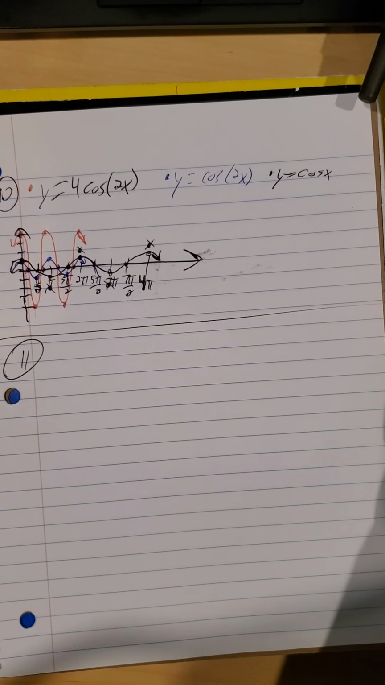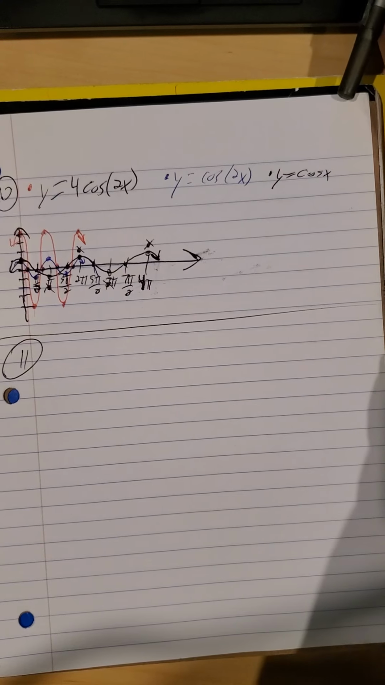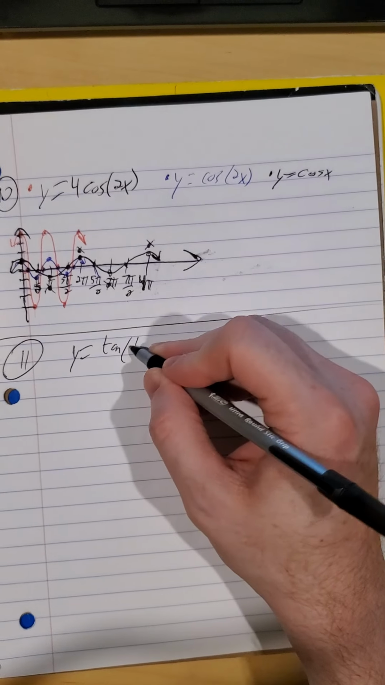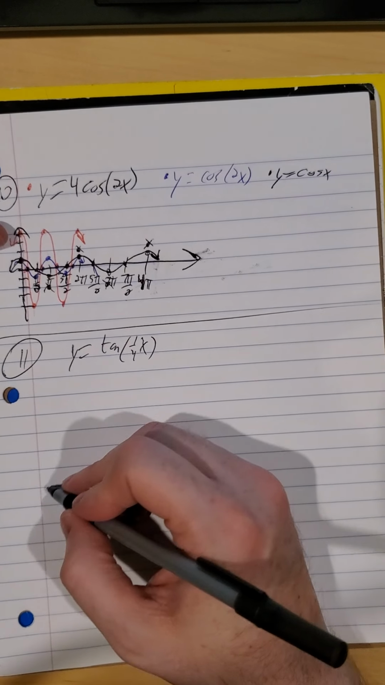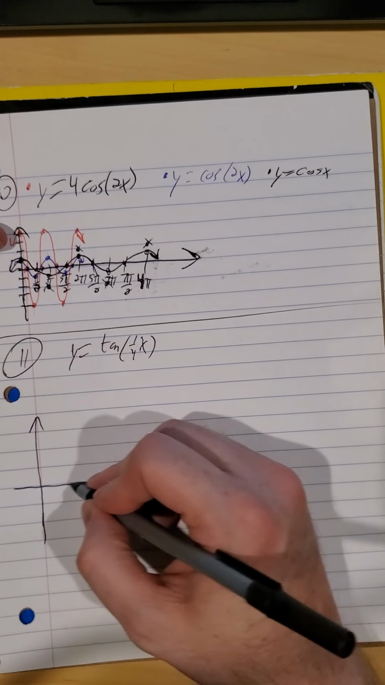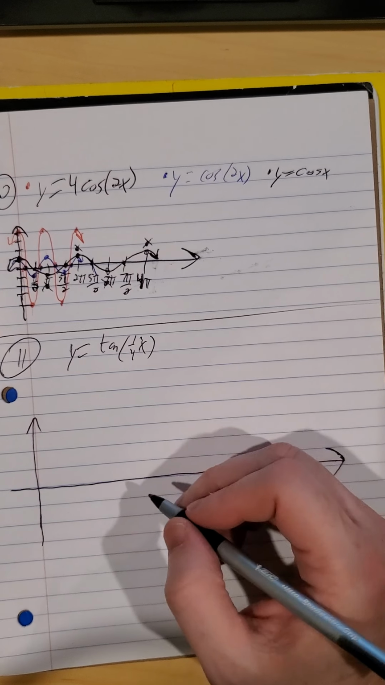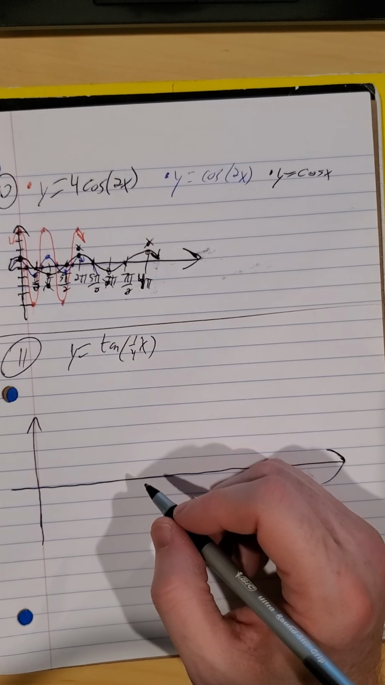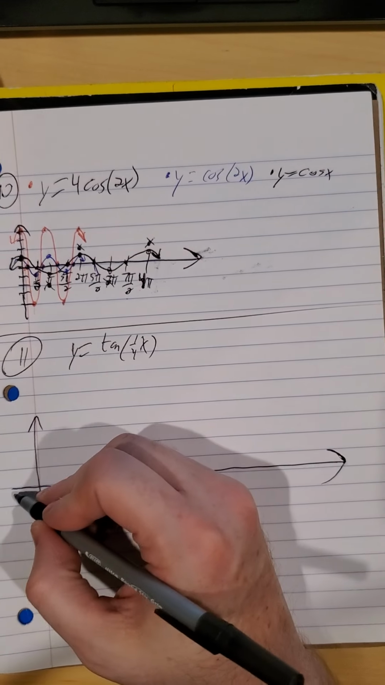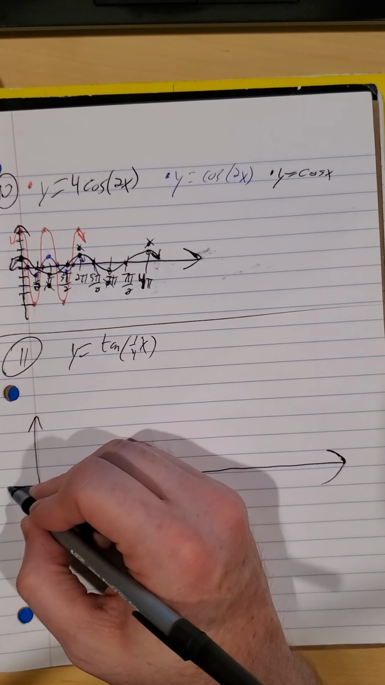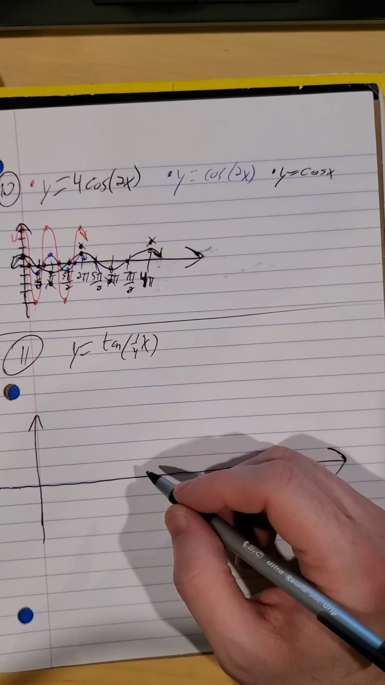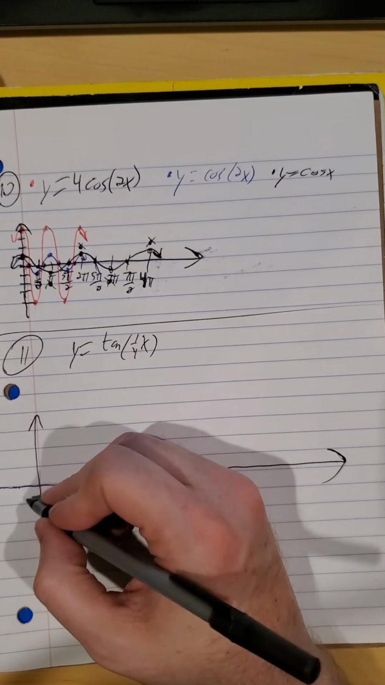11, we got to keep playing with sketching graphs. Our goal on this one was tangent of quarter x. So tangent, recall, we're going between typically minus pi over 2 to pi over 2 for our tangent lines.